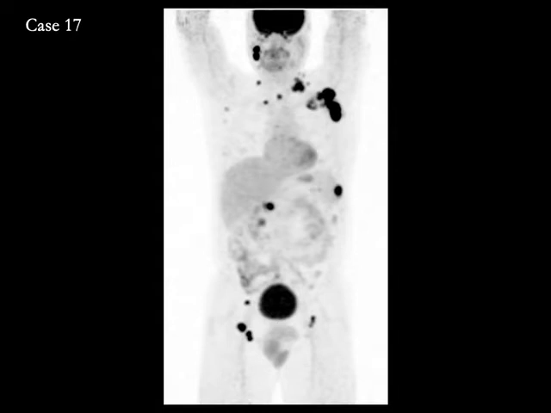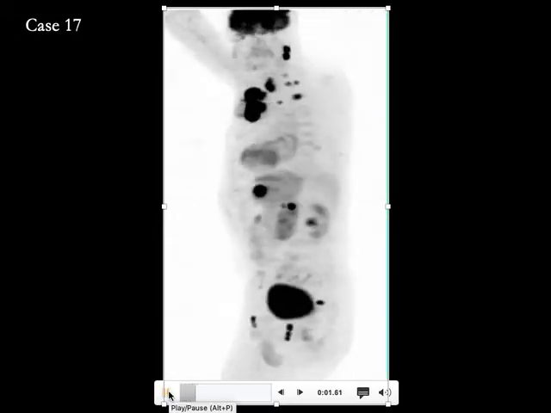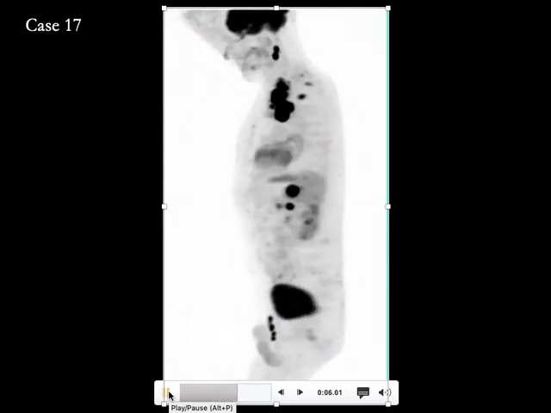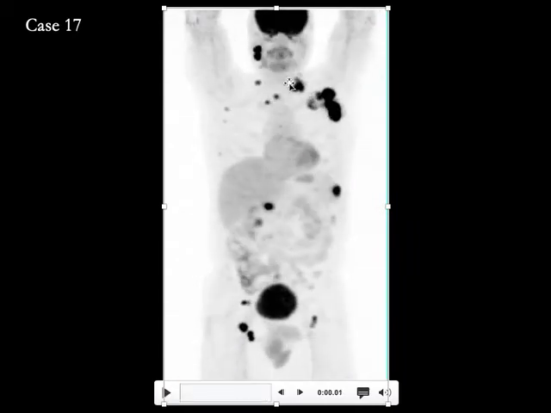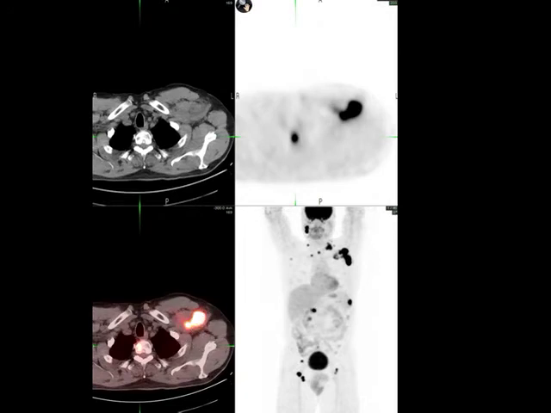So here is a patient with history of lymphoma. On the whole body image, we see focal hypermetabolism involving multiple lymph node groups on both sides of the diaphragm, multiple foci on both sides of the neck, left axilla, focus in the spleen, focus in the upper abdomen, and foci in the pelvis.